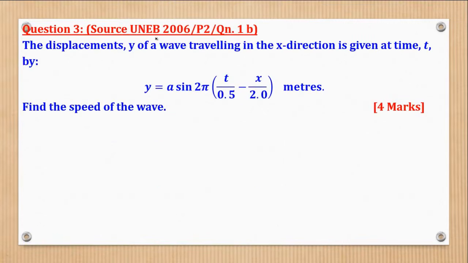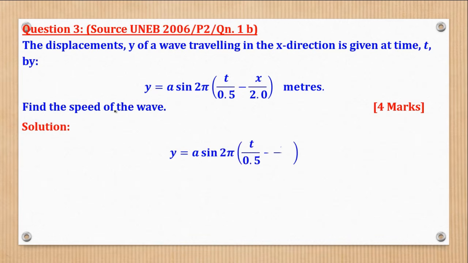Then question 3 came from UACE of 2006, paper 2, question 1B, and it says the displacement y of a wave traveling in the x direction is given at time t by this. Find the speed of the wave.